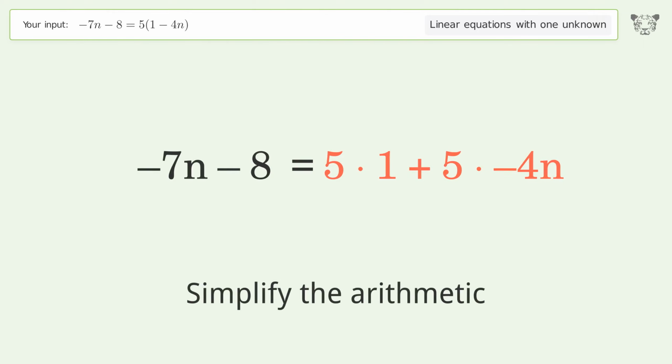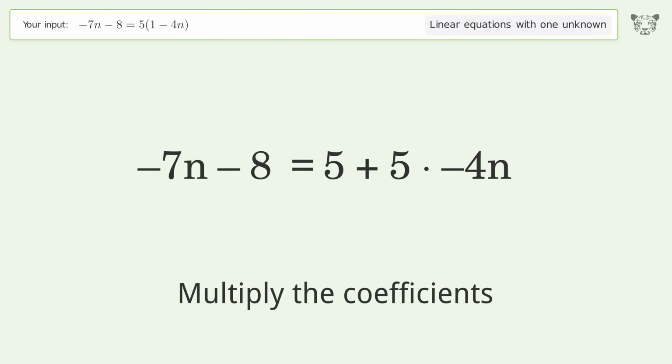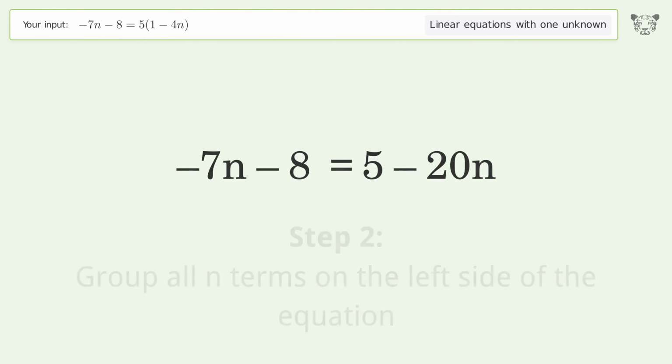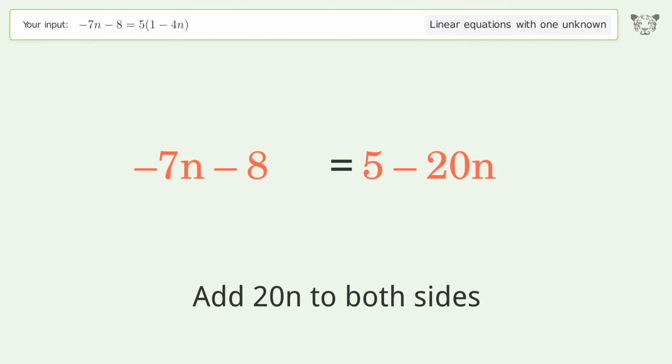Simplify the arithmetic. Multiply the coefficients. Group all n terms on the left side of the equation. Add 20n to both sides.